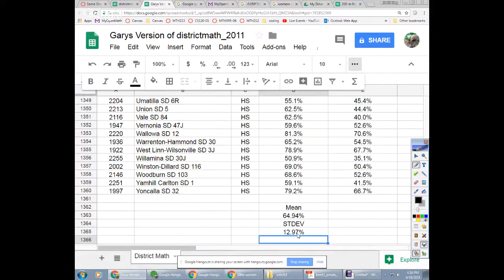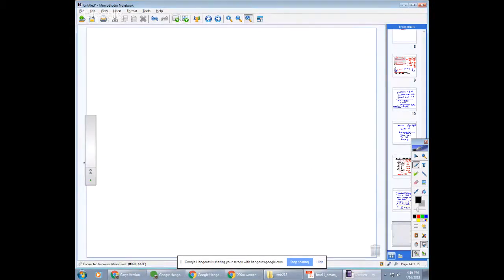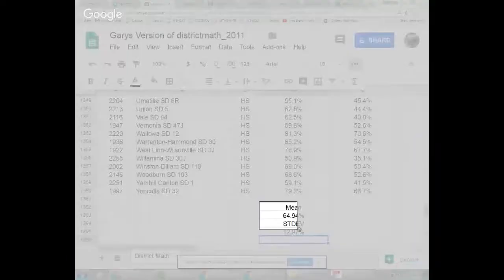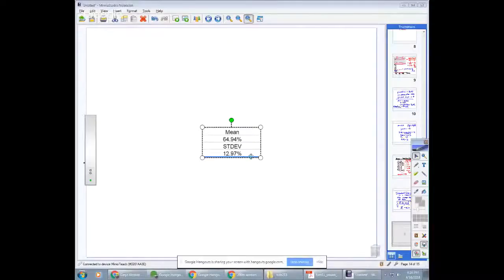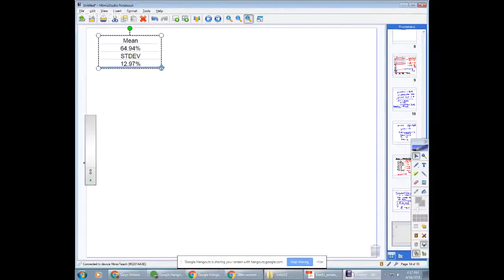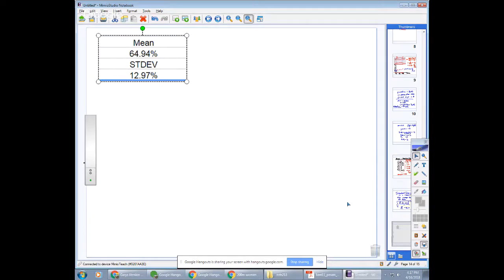Okay, so we're going to take a look at what that means right now. So let's highlight those numbers, bring it into a new screen. So here is what we're going to do together. Oops. Oh, didn't do that very well, did I? Okay, we are going to make a number line. In the middle of the number line, we're going to put the 64.94. So let's draw ourselves a number line.